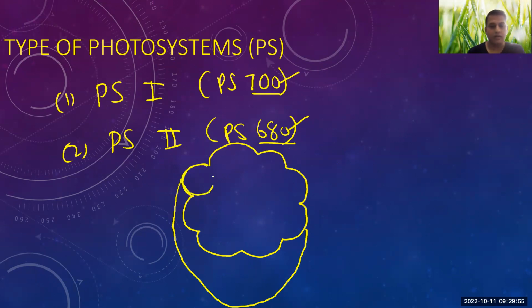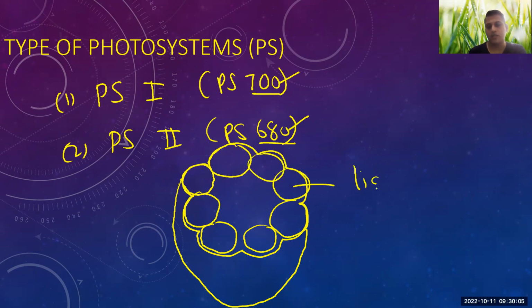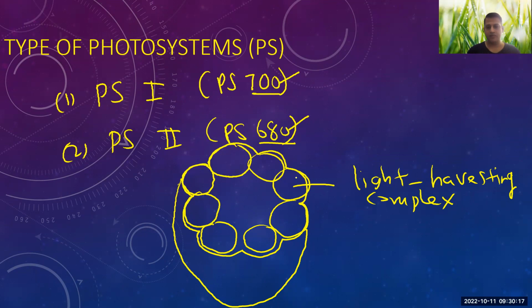Right. So this area represents something called the light harvesting complex. So we can identify two regions. One is the light harvesting complex, and the other one, the middle region, is called a reaction center.